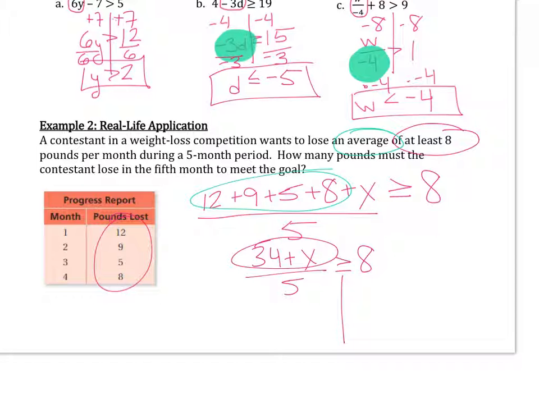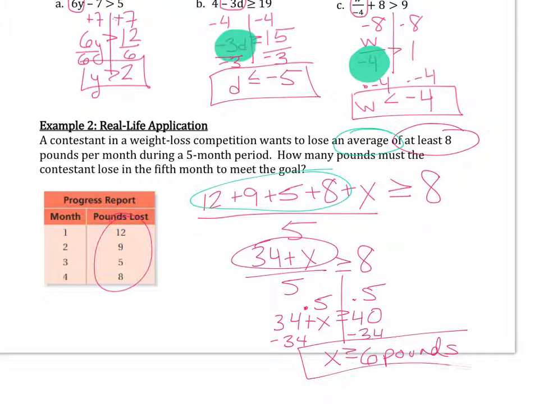Now remember, numerator is its own special kind of group, so we can't dip into that just yet. So the first thing we're going to do is multiply both sides by 5 to get rid of that denominator. Multiply both sides by 5, we end up with 34 plus x is greater than or equal to 40. So now all we have left to do is just get rid of this 34 by subtracting it from both sides. And we end up with x has to be greater than or equal to 6 pounds in order for this contestant to meet their goal.